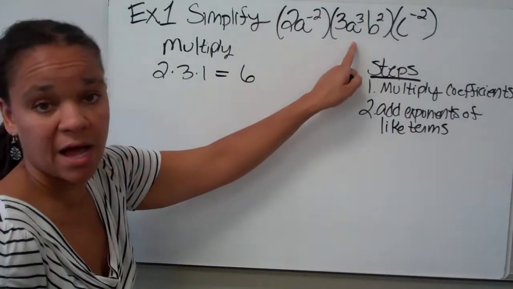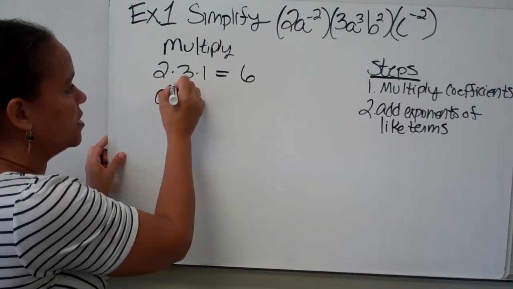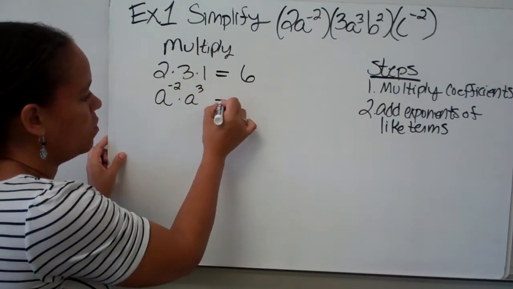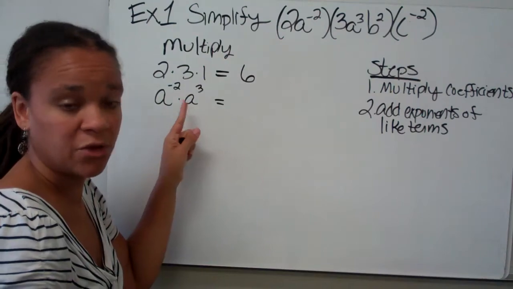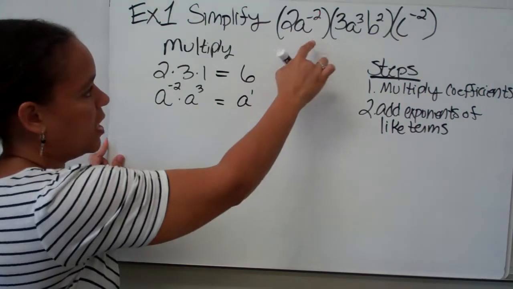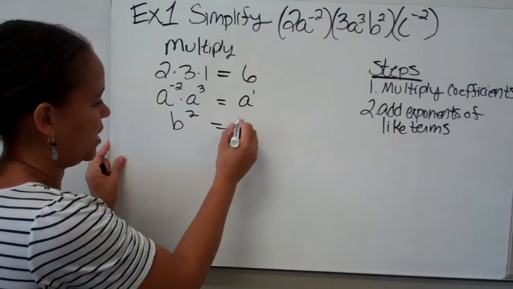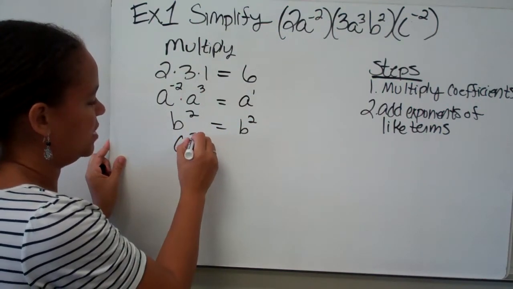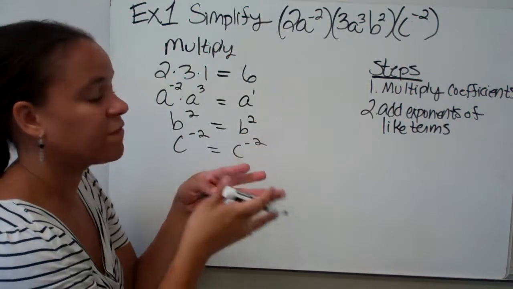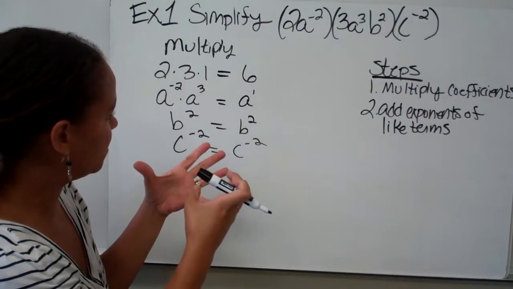And then let's multiply the like terms, like the a's. So if we're multiplying a to the negative 2 times a cubed, remember when you're multiplying, you add the exponents, so you'll end up with a to the first power, or just a. And now let's look at the b's. Well, all we have is b squared, so that's going to stay the same. And then we have c to the negative 2. That's going to stay the same. So we've multiplied everything, we've combined them so that we have just one base. And now let's put them together.